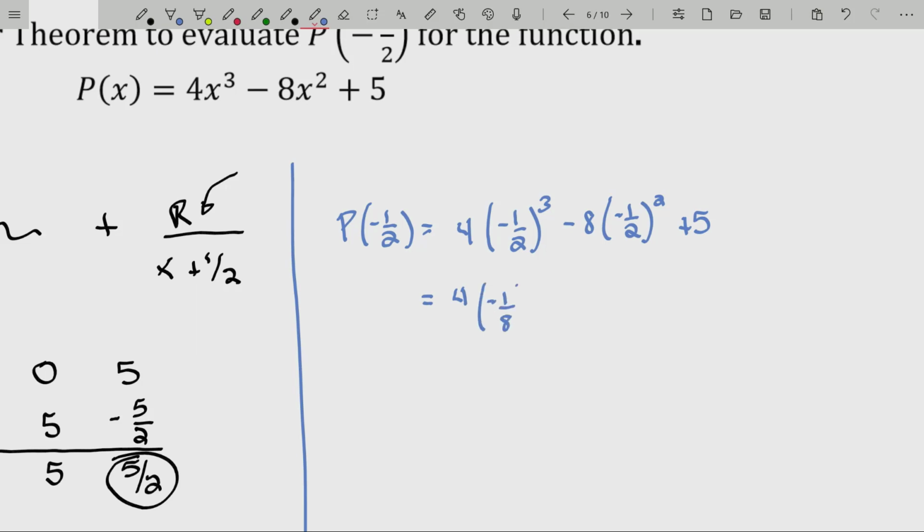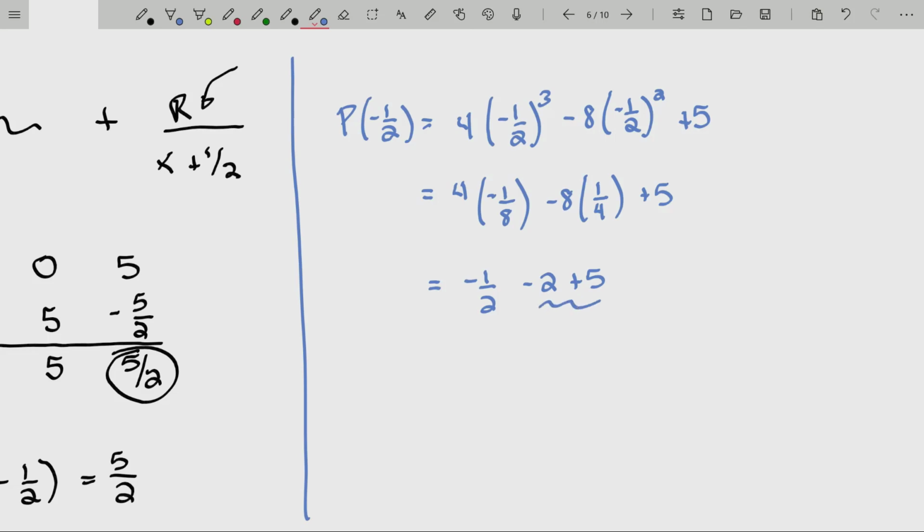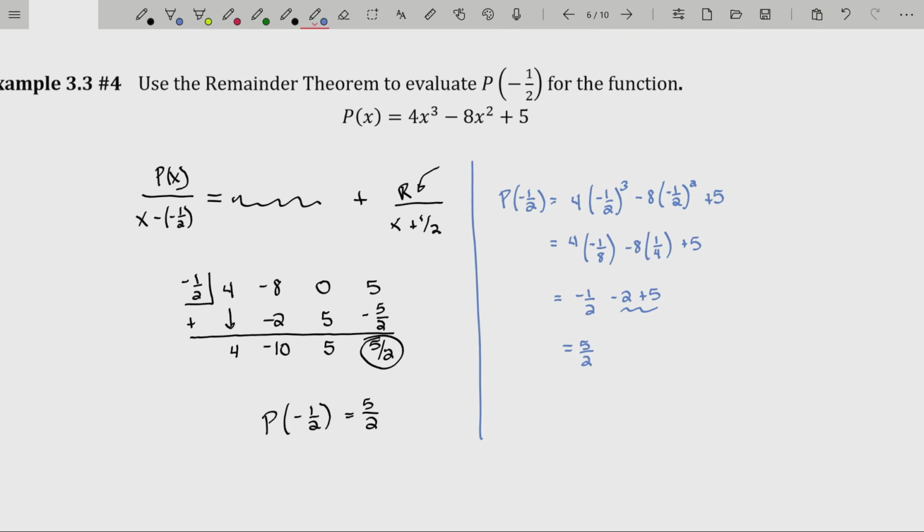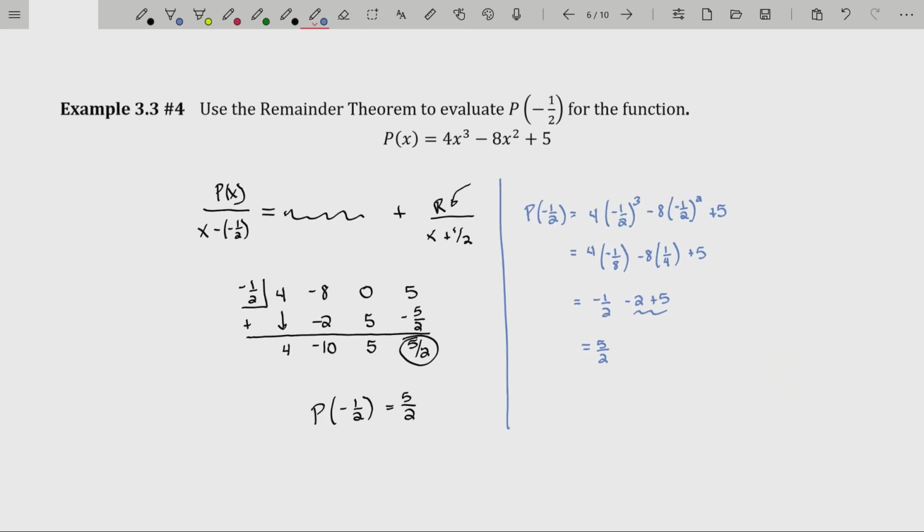4 times a -1/8, -8 times a +1/4, plus 5, and then you say, oh, 4 times a -1/8, that's a -1/2. -8 times 1/4 is a -2, plus 5. So let's see, that's 3 right there. 3 minus 1/2 is 5/2. I get to the same answer. One's very traditional, that's the blue ink, and one is new, and that's the black ink. And that's the one that you want to sort of focus on in this lecture. Such a good way to evaluate polynomials at specific values.